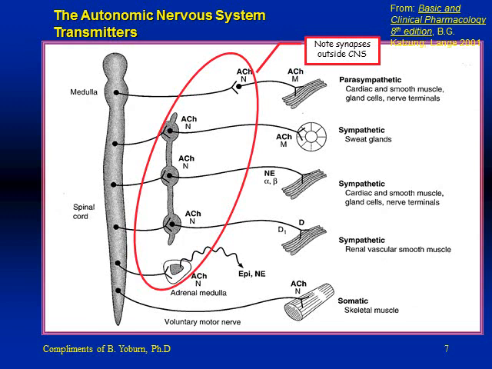If you look down below, you'll see also an example of innervation of the adrenal medulla. And we worry about the adrenal medulla in the autonomic nervous system because it is going to synthesize epinephrine and norepinephrine.